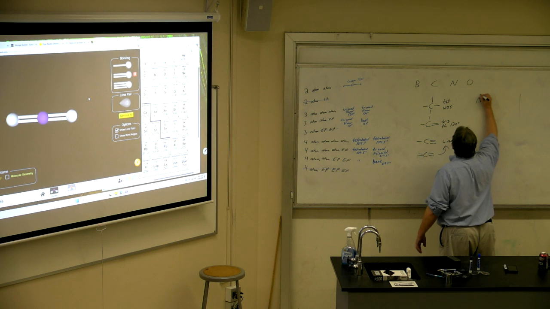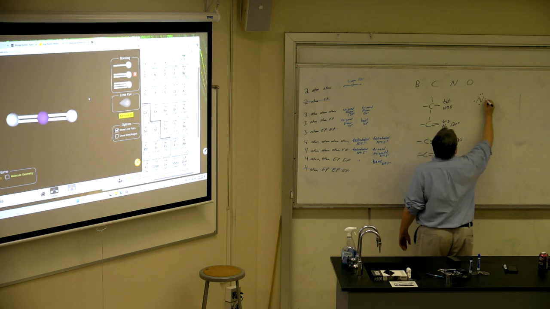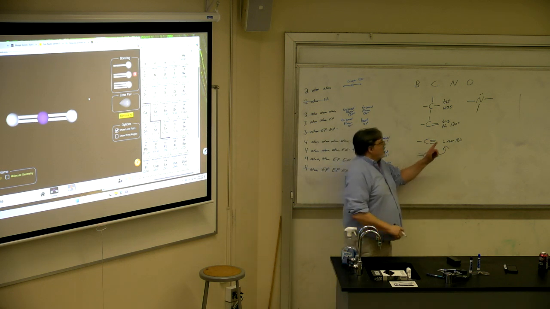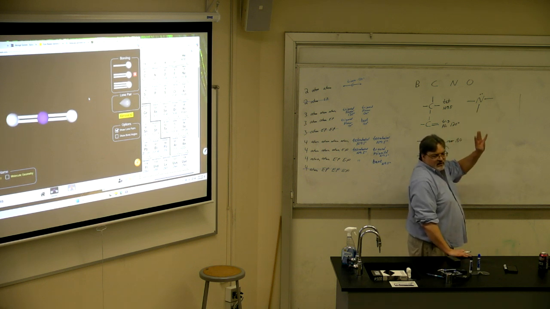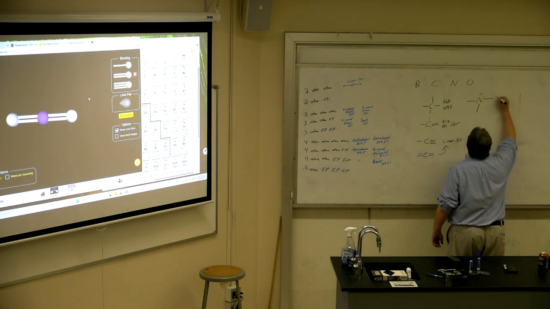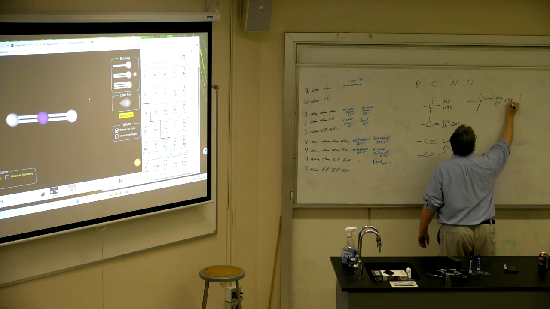Nitrogen, here's the Lewis structure. So you can get nitrogen like that, forming 3 single bonds. That's got 4 things around it. What's its shape by group if it's got 4 things around it? Tetrahedral, 109.5 degrees. But we're going to ignore that pair of electrons, and we'll get trigonal pyramidal, still 109.5 degrees.